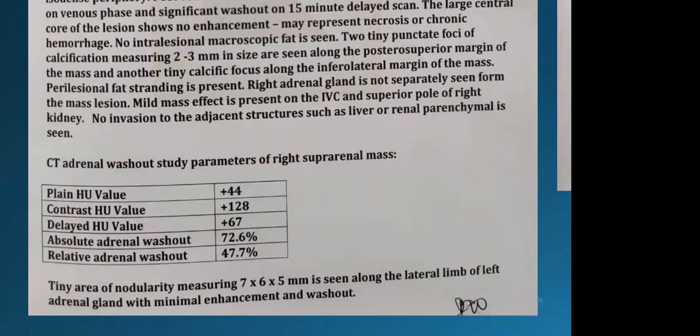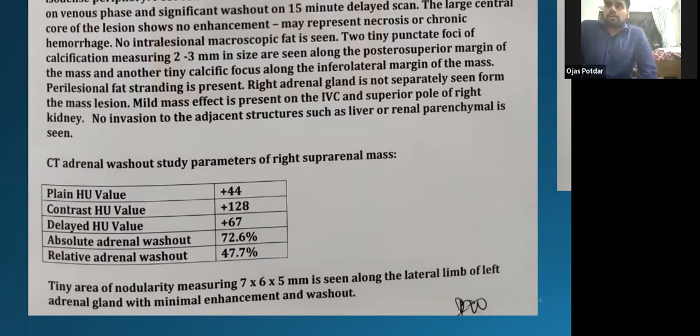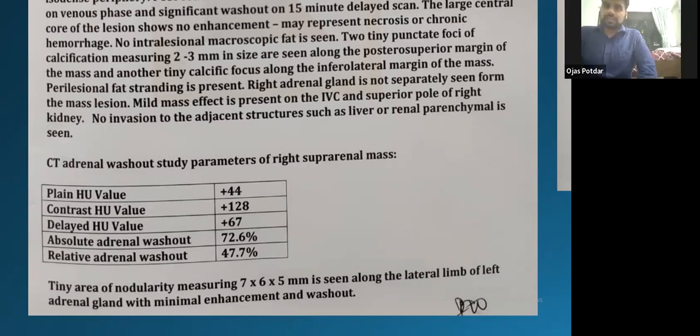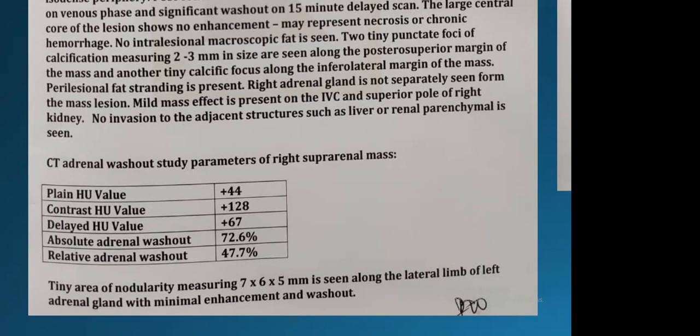So, what investigation will you do? FDG PET or a CT scan, sir. FDG PET. You have already done a CT scan earlier. FDG PET, sir. Nalini, can you just tell us how to follow up and what the important points are?